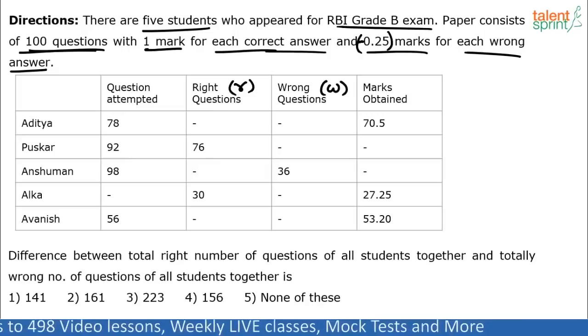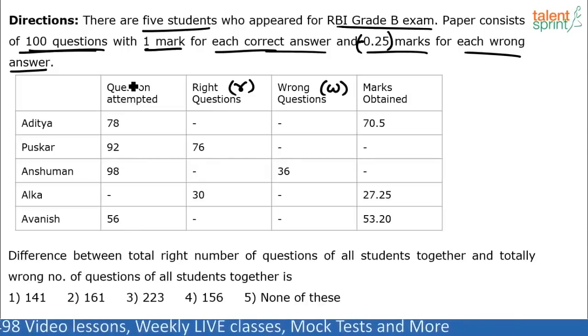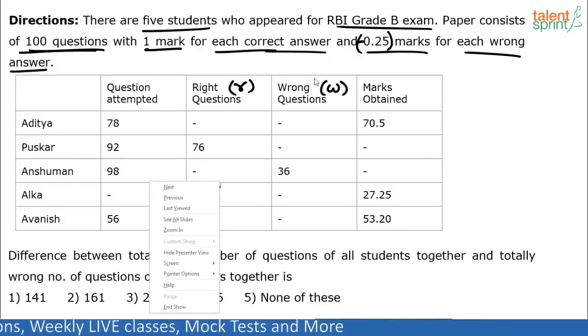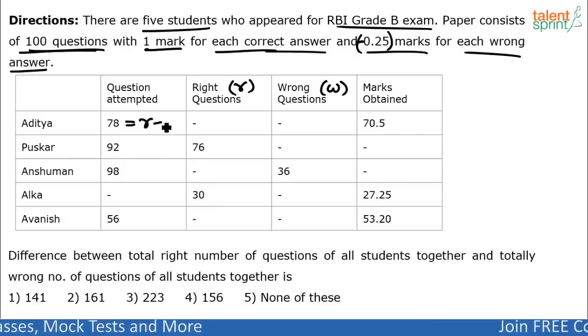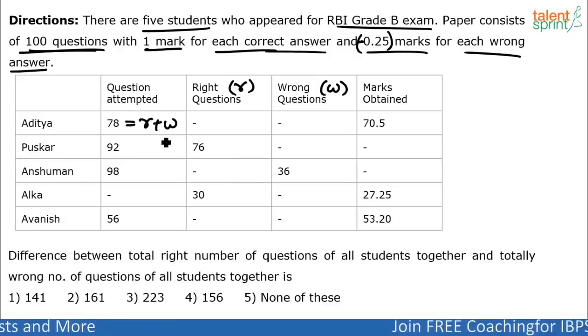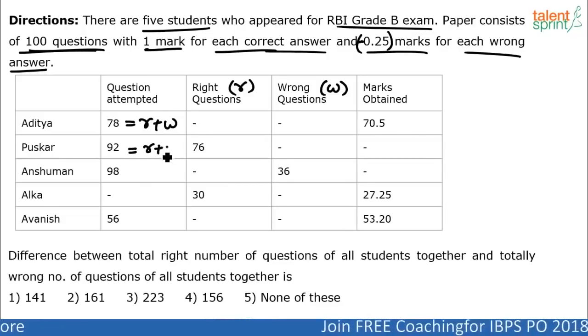What you see in the first column of the table is the total number of questions attempted. The second column talks about the number of right answers, the third column the number of wrong answers, and the fourth column is about the marks obtained. Now remember, for each person, what is 78? 78 is the sum of R plus W, right answers plus wrong answers. He has attempted 78 questions. Out of these 78, some are right and some are wrong. So the total of right and wrong is 78. Similarly, for all the other students, the total of right plus wrong is given in the first column: 92, 98, and so on.